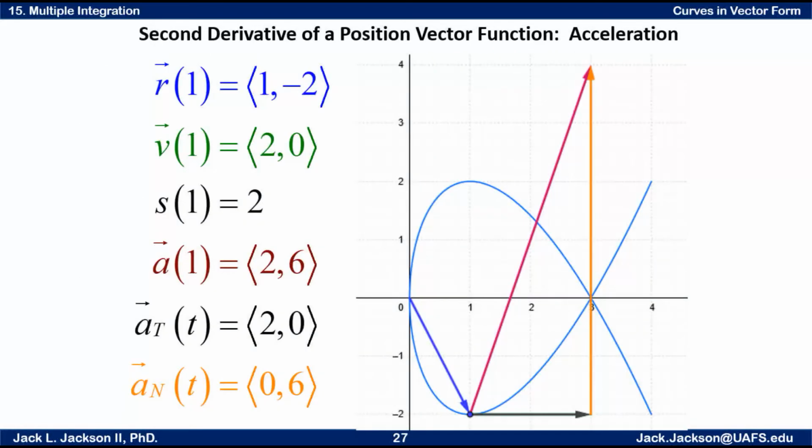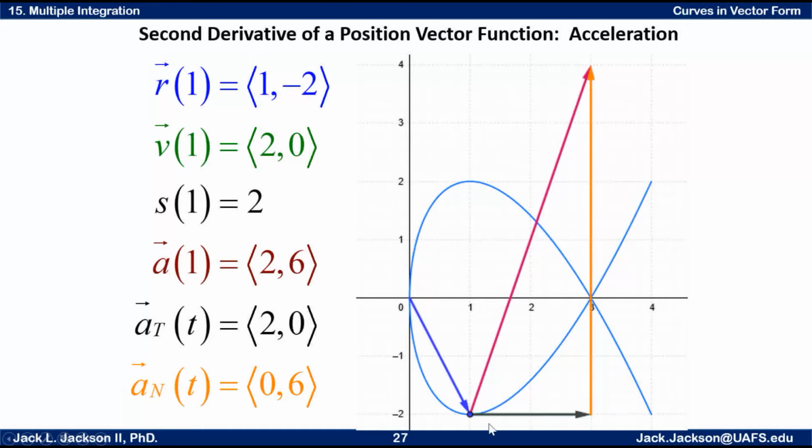So for our example, summarizing, here's our picture. The point is right here. It's at the coordinates 1, negative 2, and you can see that by the r vector. This corresponds to t equals 1. At that particular point, the velocity is 2, 0. So we're going this way with the speed of 2 distance units per time unit, whatever that would be. Notice that's tangent to the curve. The speed is the magnitude of that, which is 2.